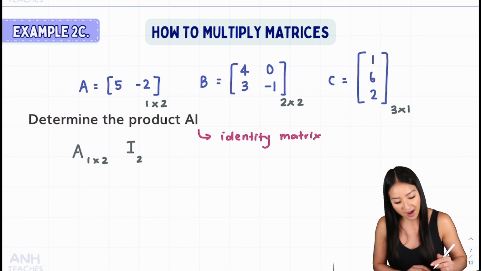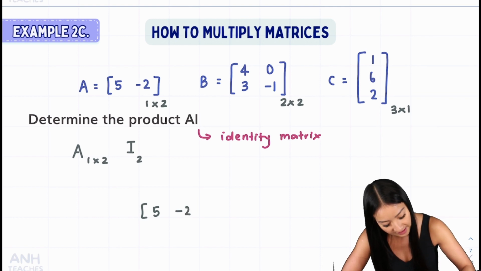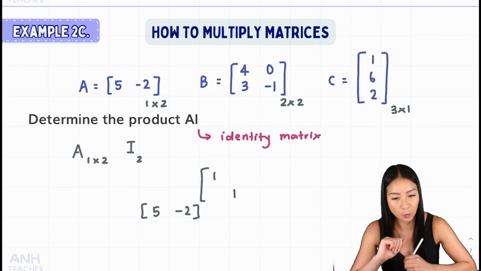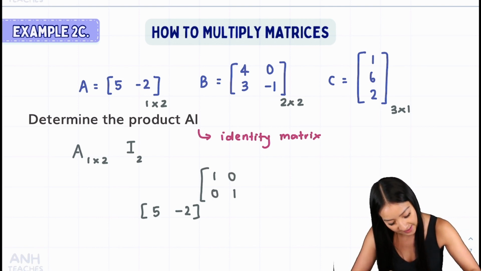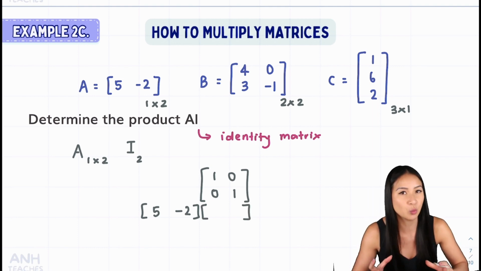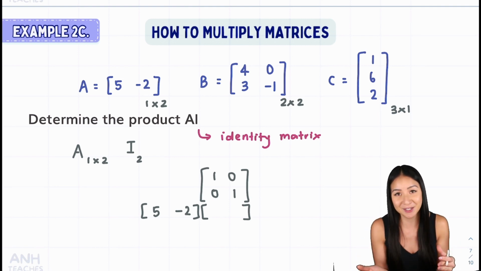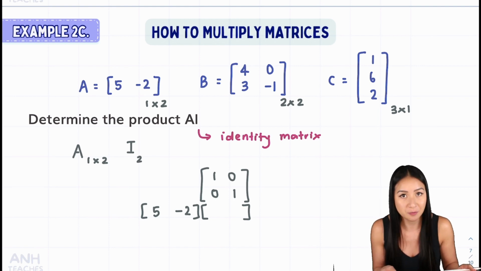So AI means matrix A, 5, -2, is getting multiplied by matrix I. It's a 2 by 2 identity matrix in this case, where elements in the leading diagonal are 1 and other elements are 0. Okay, now the identity matrix kind of acts like a 1 in matrix multiplication. If you multiply any matrix by the corresponding identity matrix, the size that matches up, you're going to end up with the original matrix still.